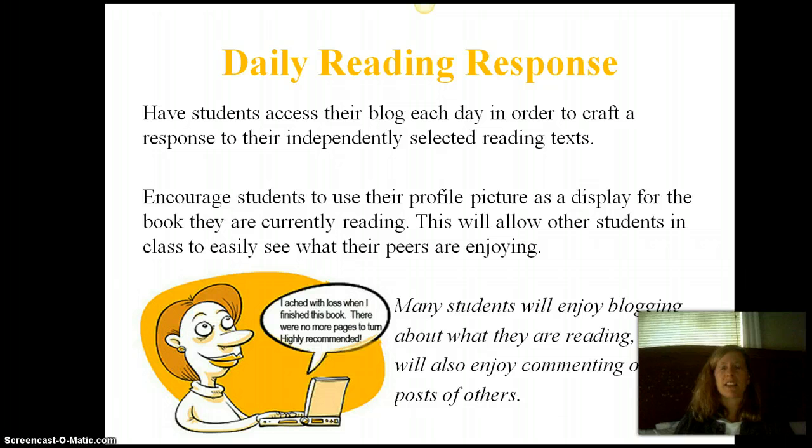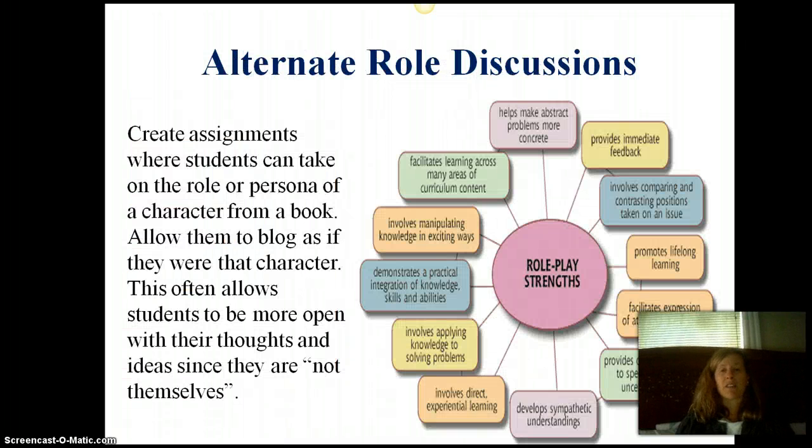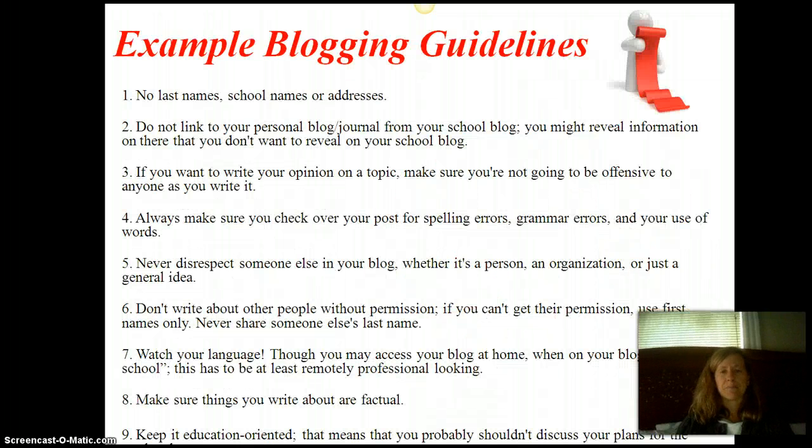I love this one. I have an 8th grade son, and I totally think his class should be doing this. I think that would really help him even pick what book he's going to read next. So I think that's a great idea. Novel responses are another really good way to connect the books we want them to read to the issues we want them to talk about. I think this one's really creative, having them blog as if they were the character. That's kind of that dialogue journal. I think that's a great idea.